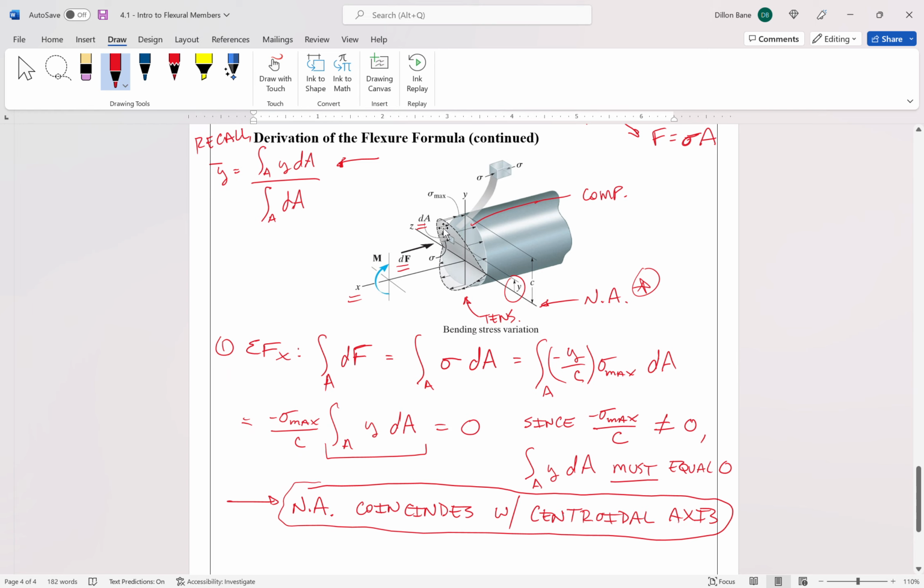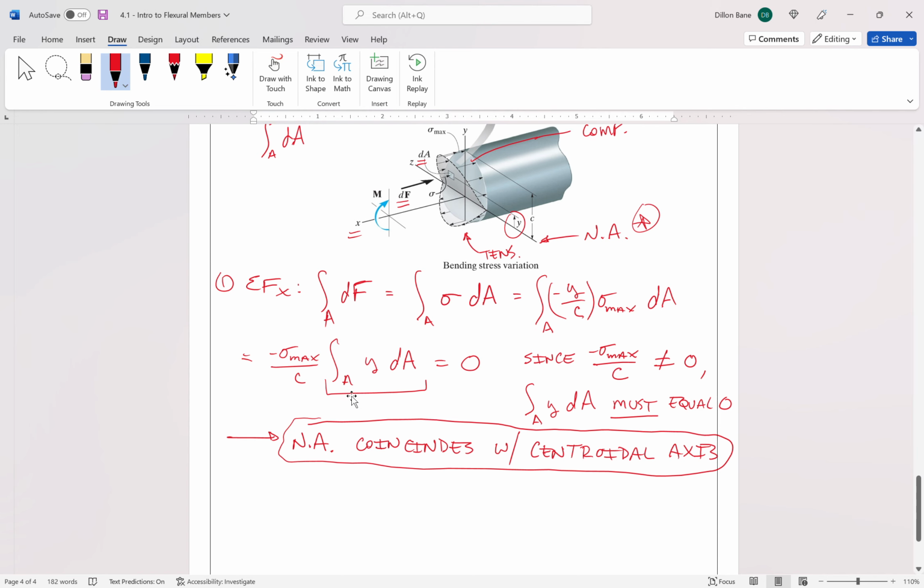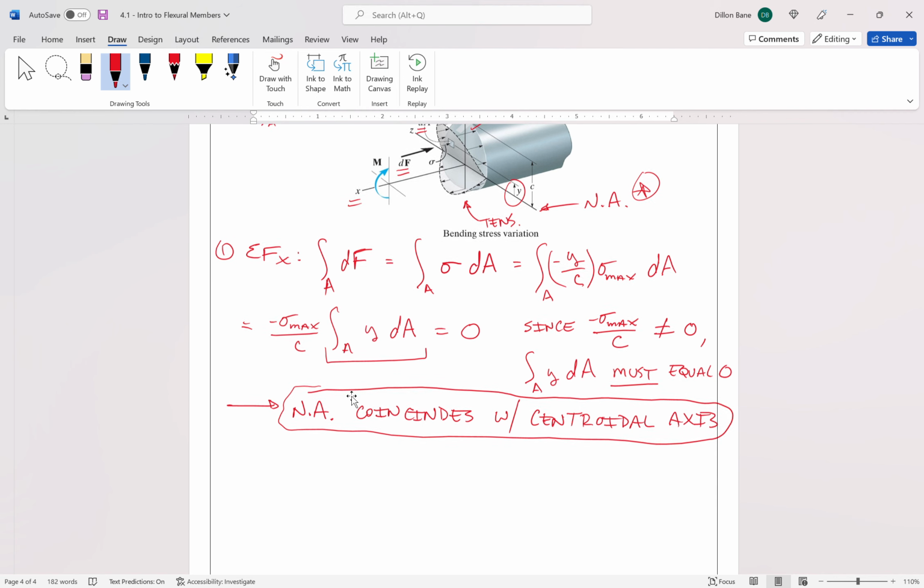We summed forces in the x direction on this free body diagram, but that doesn't mean it's actually in equilibrium. We still have to sum forces in the y direction and take a moment somewhere, right? So looking at our free body diagram, there's no forces in the y direction, so we're not going to actually sum forces in the y. All we've got left is we're going to take moments, okay? And on this free body diagram, we're going to take moments about the z-axis, really. We're going to take moments about the neutral axis, which is the z-axis. So let's do that and see what this equation tells us. So step 2, we're going to sum moments about the neutral axis.